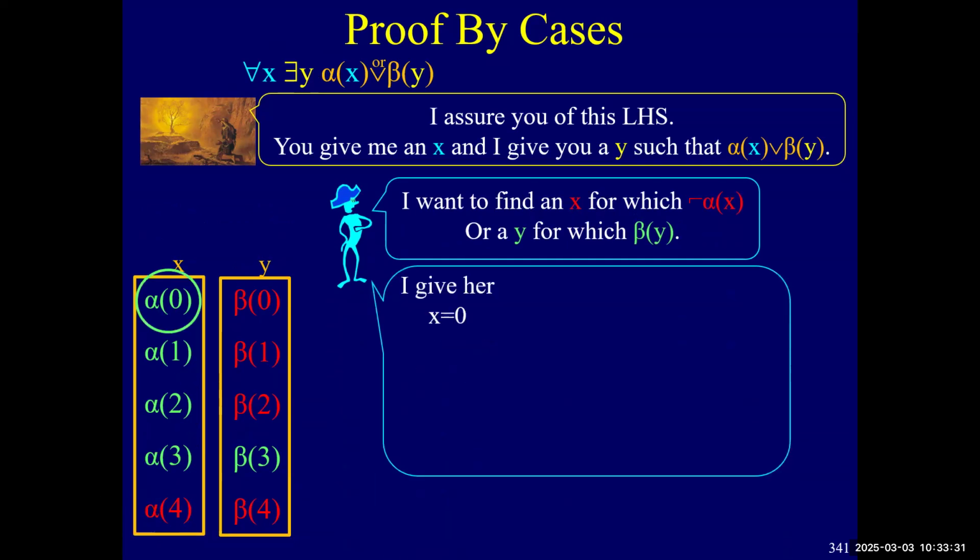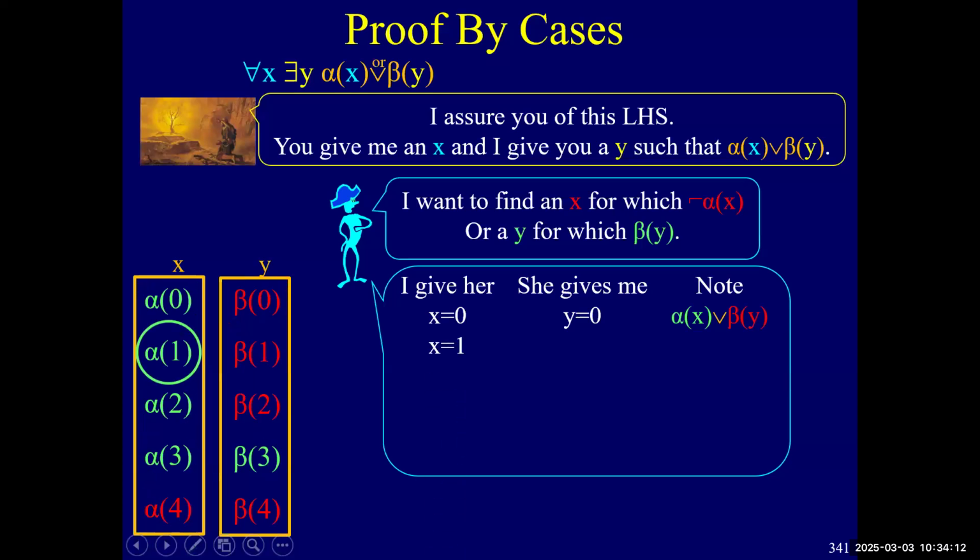So what can I do? Well, I'm allowed to give her an X and she gives me a Y, right? If I give her this X value, then her goal, she has to say this is true or this is true, right? And this one's already true. So she doesn't have to do anything about beta. She can give me that beta. And then I say, well, that was okay. That didn't really help me, right? Because I'm trying to find an alpha that's false or a beta that's true.